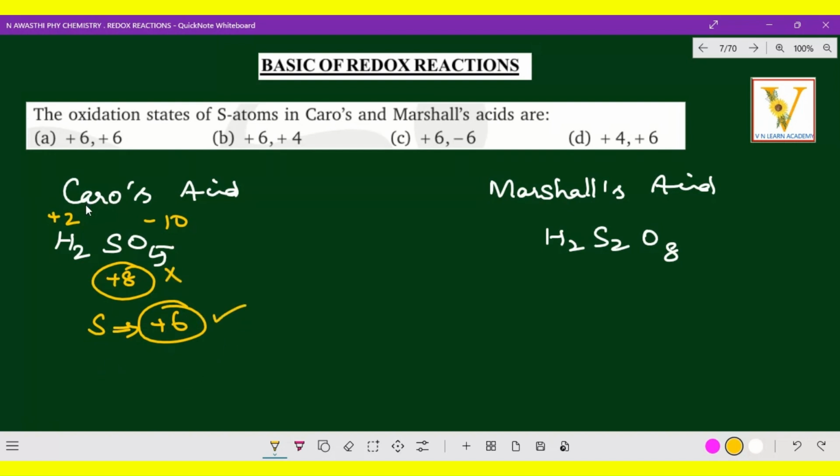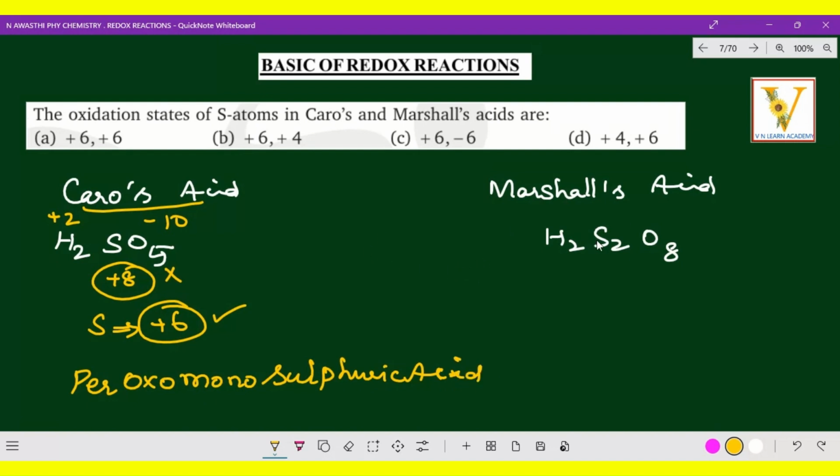You know Caro's acid. What is the name of Caro's acid? It is peroxomonosulfuric acid. Now the next one, H2S2O8. Here also the same oxidation, minus 2. So you will get minus 16 and here plus 2. So here you will get minus 14, divided by 2, so you will get 7.